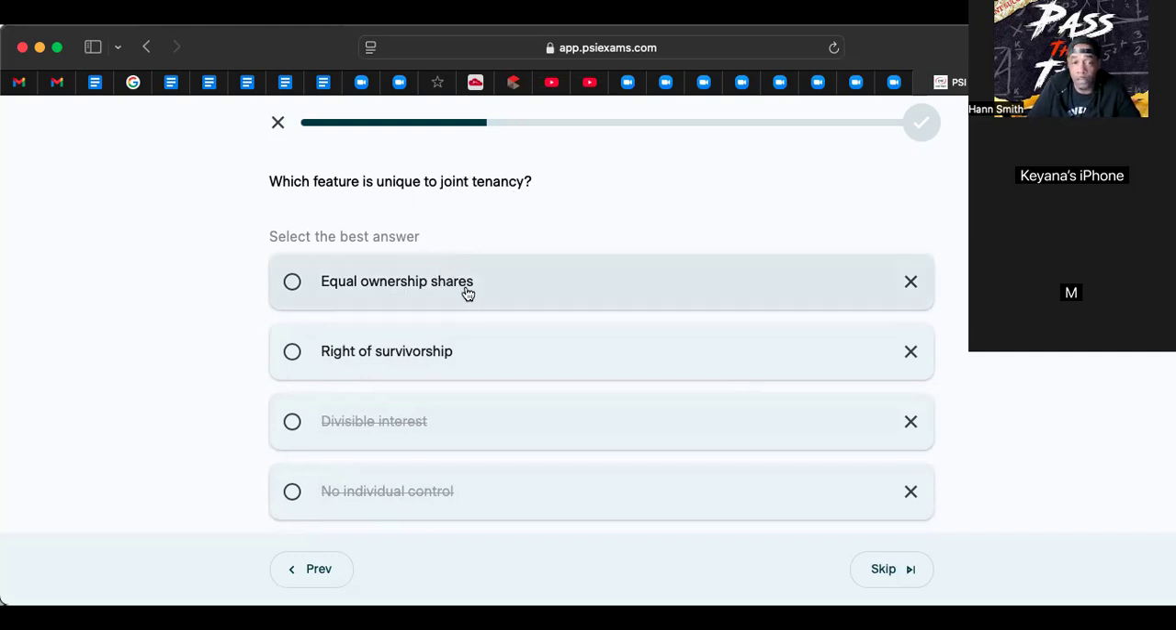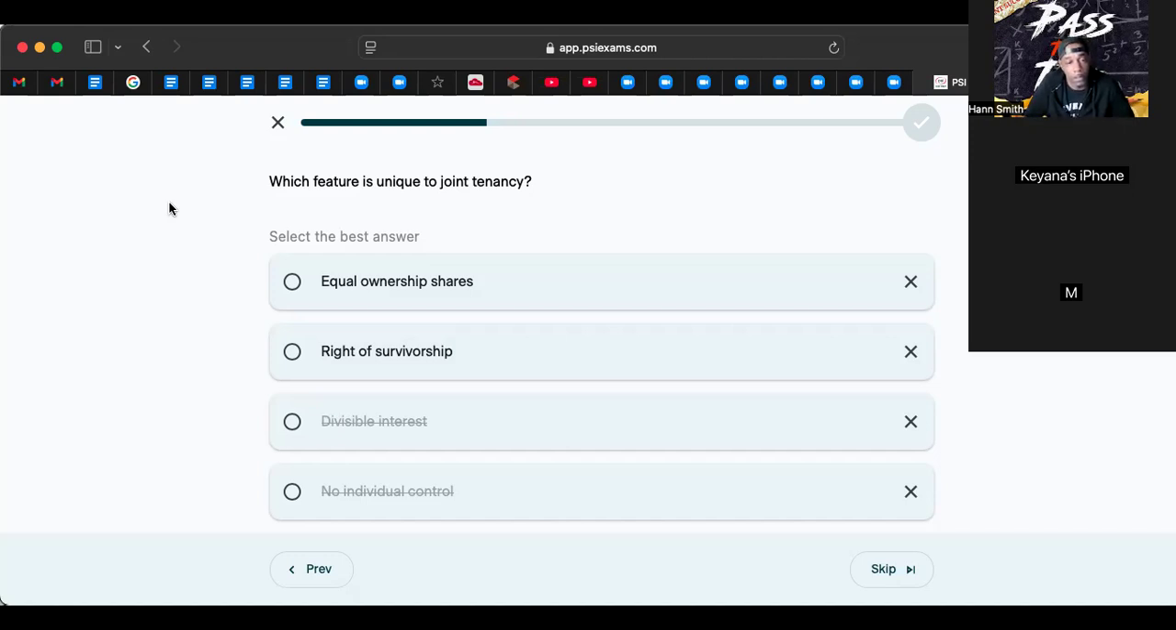So now it gets down to this: which feature is unique to joint tenancy? Is it equal ownership shares, or right of survivorship? This is a good question. It's a tricky question, though. I'm thinking the first one. That's right. I don't like it though, but equal ownership shares is unique.